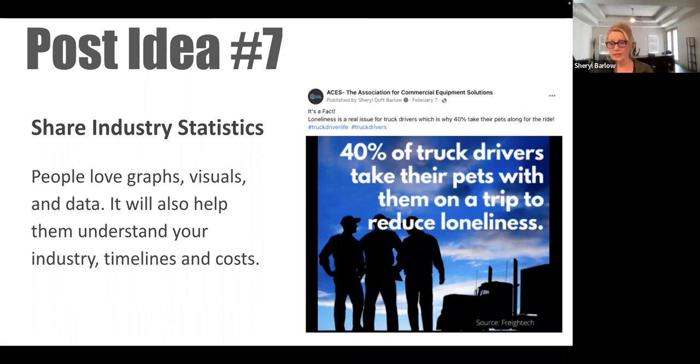Here's something that we do for ACES. This is truck driver facts, and these were easy to find on the web. I sourced them as well, but 40% of truck drivers take their pets on the road to reduce loneliness. And that was a really popular post. Just stuff is out there. You can find great facts, and you probably have great facts that you can share. And it doesn't have to be a fancy graphic. Just putting a number in there is something that really sticks in people's minds psychologically.